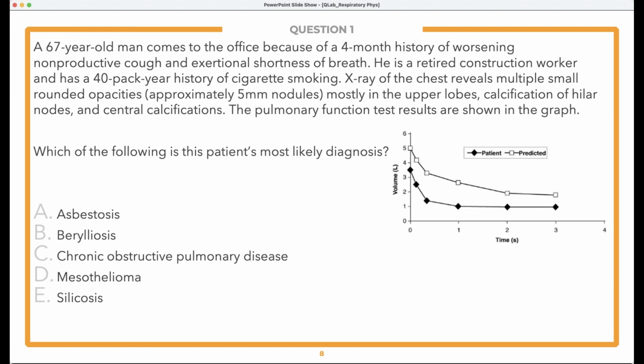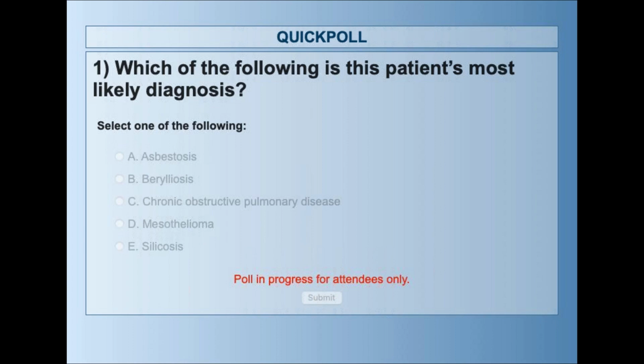So what's going on here? Okay, well, what we're going to do is launch the poll and have you tell us what you think the most likely diagnosis is. We always remind you to ensure that you answer every question on test day. You're not going to get penalized for it. It's good to have a strategy for that too.